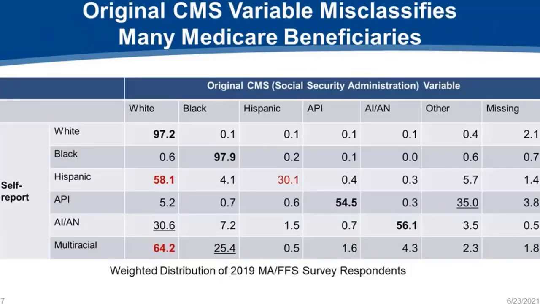And so just to illustrate what I was describing before, this chart shows you the correspondence between this Social Security variable, which is in the columns, and self-report, which is in the rows. And just to take an example, for somebody who self-reports being Hispanic, so in the third row, there's only a 30% chance that the SSA variable will record that person as being Hispanic, and there's a 58% chance that they'll be misclassified as non-Hispanic white. And so you can see there are a number of challenges here. This is some of the motivation for undertaking this work. Next slide, please.